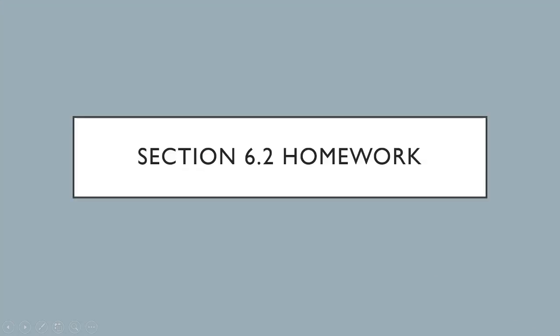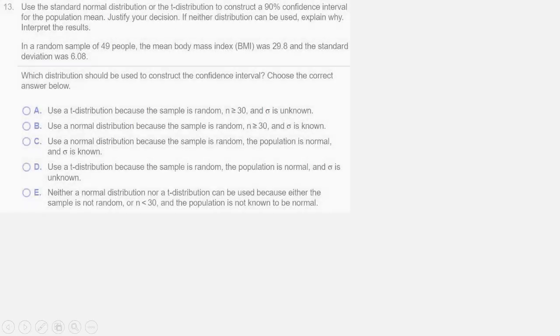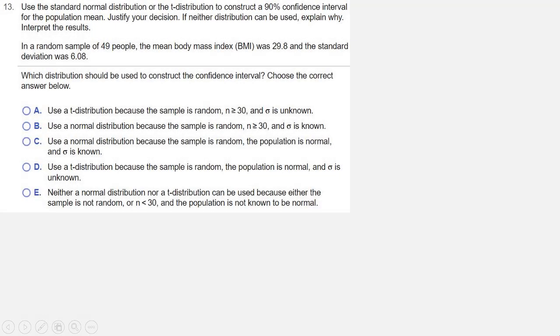We're looking at homework from section 6.2. This is question number 13. Use the standard normal distribution, or the t-distribution, to construct a 90% confidence interval for the population mean. Justify your decision. If neither distribution can be used, explain why.